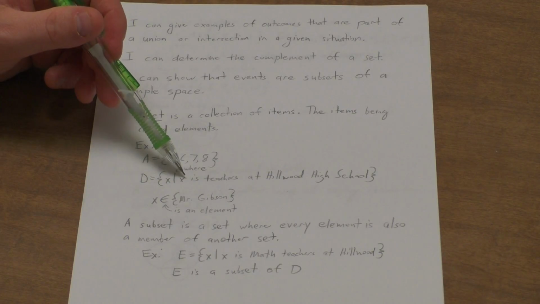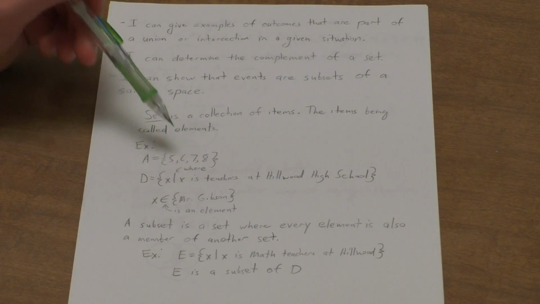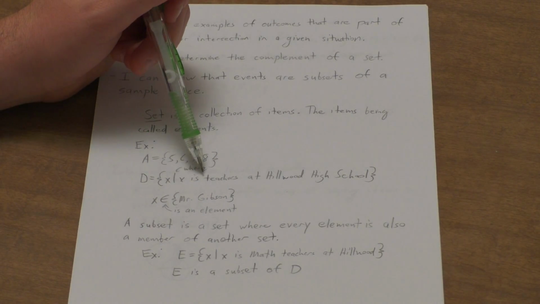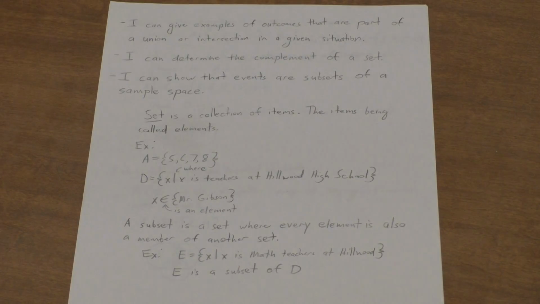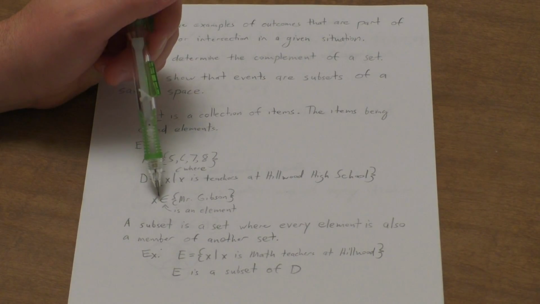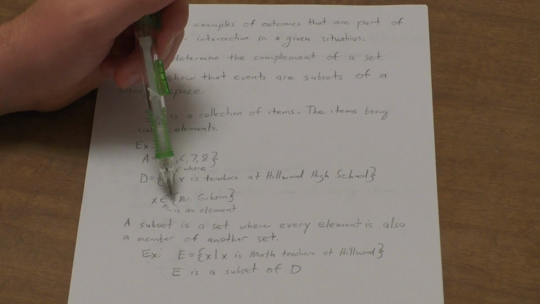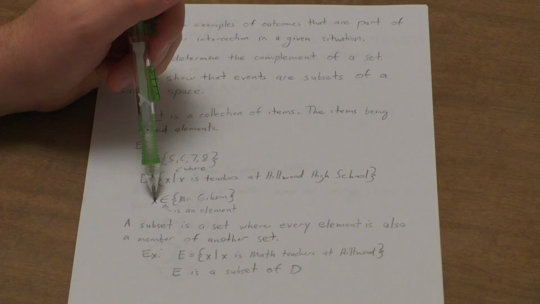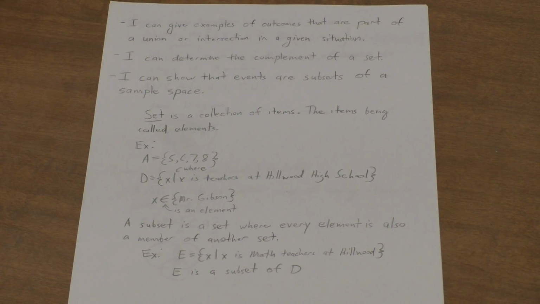It says X where X is, so it's just saying that we're going to have a variable X that represents this, and what X represents is teachers at Hillwood High School. So this set is just the teachers in Hillwood High School, and an element or a part of that set, or an item in that set, is me, Mr. Gibson. So this says Mr. Gibson is an element of D, which is teachers at Hillwood High School.